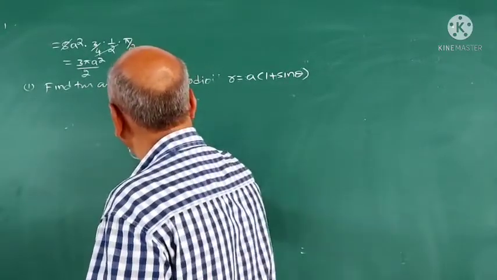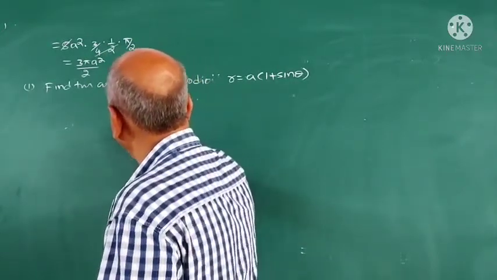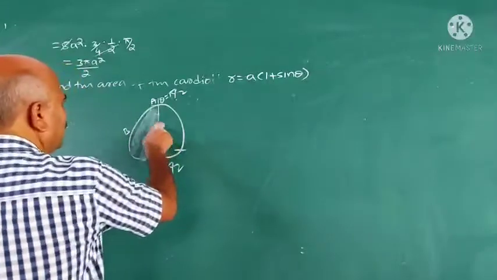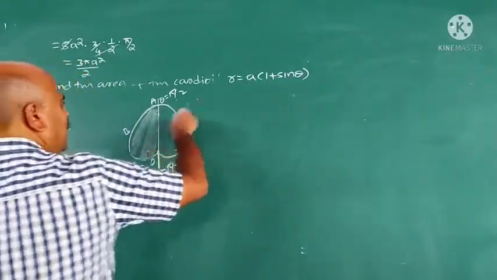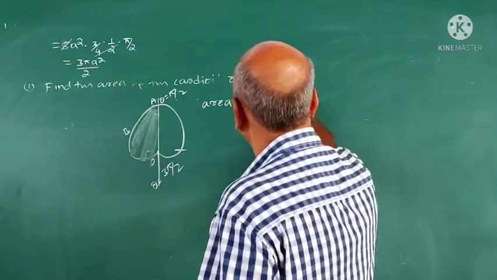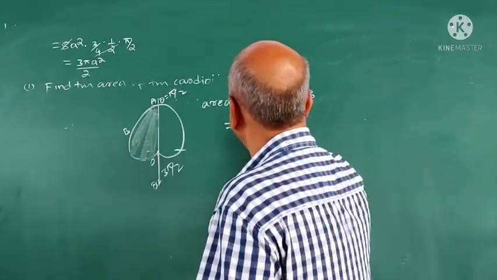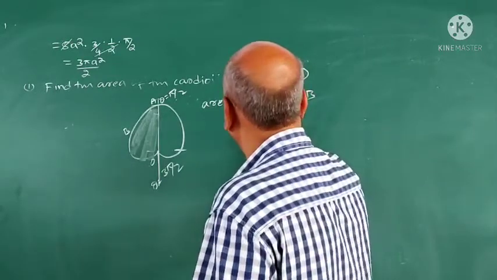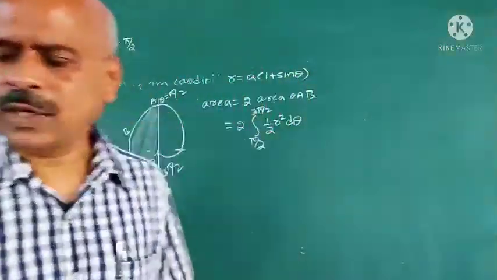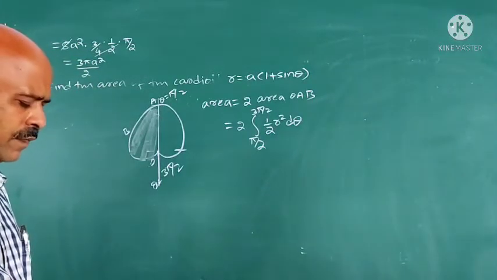And the required area is, I take this as B, area OAB. I think this is clear. This is the cardioid r = a(1 + sin θ). Therefore the area is 2 into area OAB. For this, the limits are 2 times the integral from π/2 to 3π/2 of half r² dθ. This is the formula. Correct? Half r² dθ, π/2 to 3π/2.